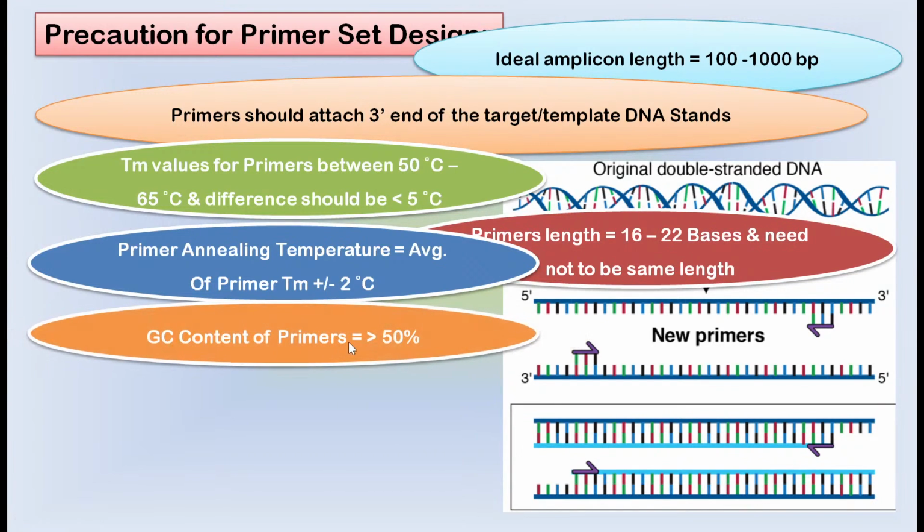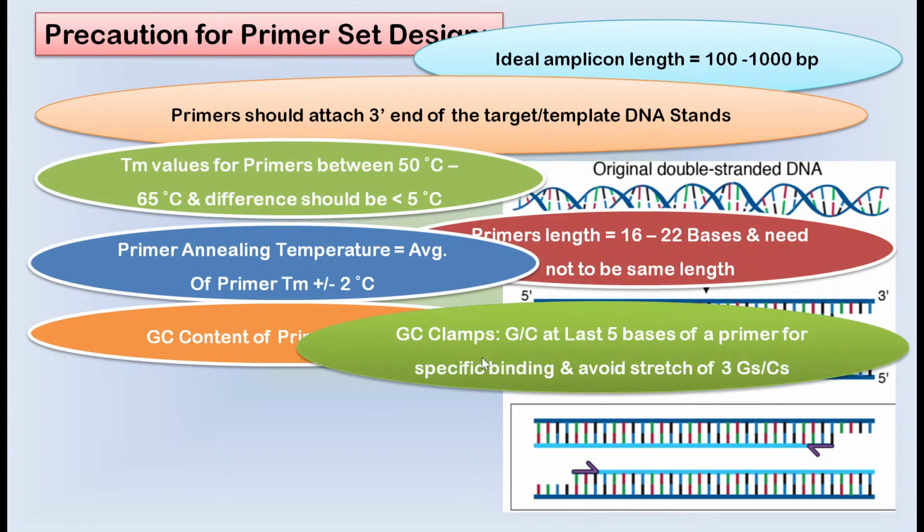The GC content of a primer should be greater than 50%. Each forward and reverse primer must contain GC content of more than 50%. You should remember this while designing the primer. And the GC clamp means either G or C nucleotides in at least 5 bases of a primer.